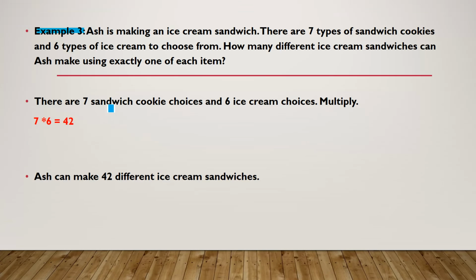There are 7 sandwich cookies choices and 6 ice cream choices. So you have to multiply 7 times 6 to get 42. Ash can make 42 different ice cream sandwiches.